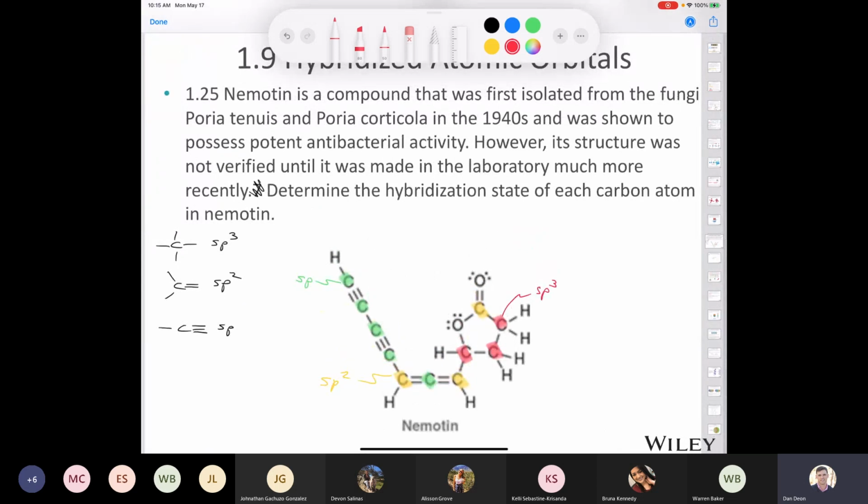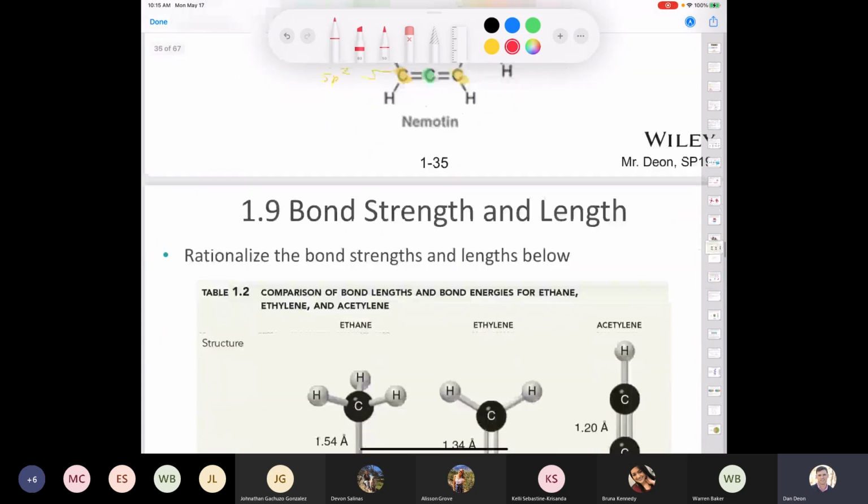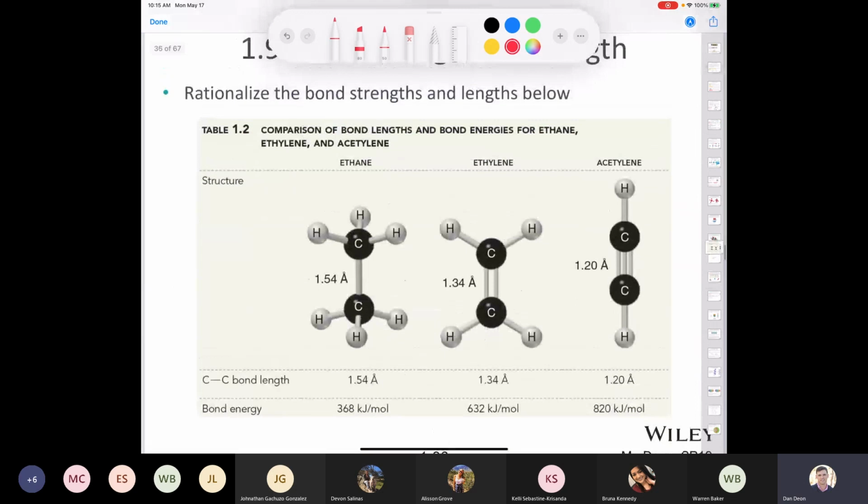Now, I promised you that I would talk about the relationship between hybridization, bond length, and bond strength. A number of years ago, one of the first questions on an ACS final dealt with this. So you have to understand the rationale behind this table here. So here we have ethane, ethylene, and acetylene. So we're comparing a single bond to a double bond to a triple bond.